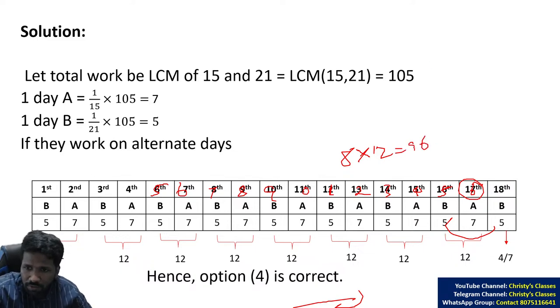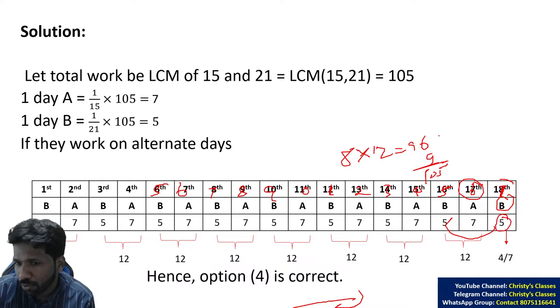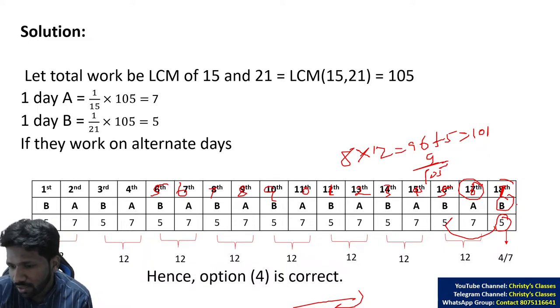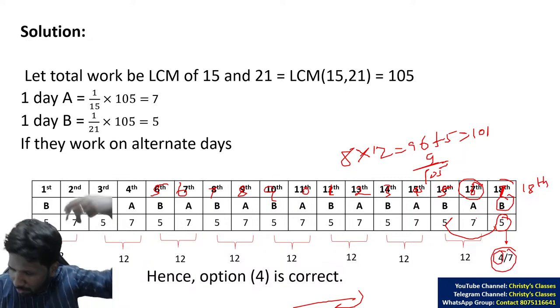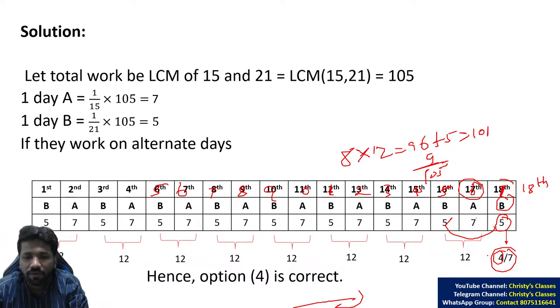Now to reach 105, 9 more chocolates are needed. To add 9 chocolates, we don't need 2 days, because the next day, the 17th day, B is working. That means 5 more chocolates. 96 plus 5, 101. Now to reach 105, 4 more chocolates are enough. On the 18th day, A can eat 7 chocolates fully, but we don't need 7 chocolates, we need only 4. 4 out of 7 means we don't need a full day. 4/7 of a day is enough.